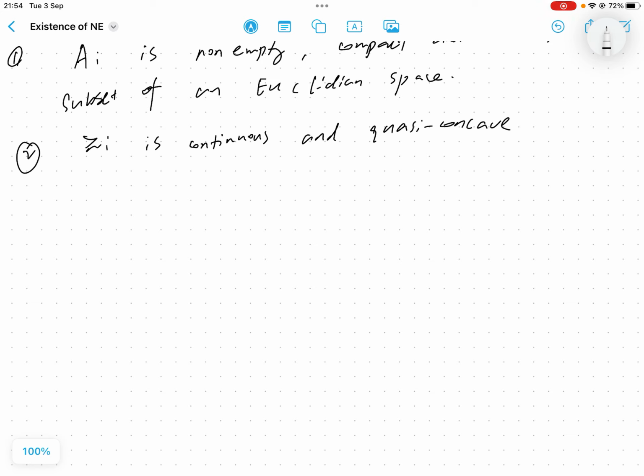As we mentioned, quasi-concavity simply means that the subset which is weakly preferred to some level is convex. So that's the quasi-concavity for a preference relation, so it's quasi-concave on A_i. Then we can use this preference relation to construct the correspondence that we're going to use in Kakutani's fixed point theorem.